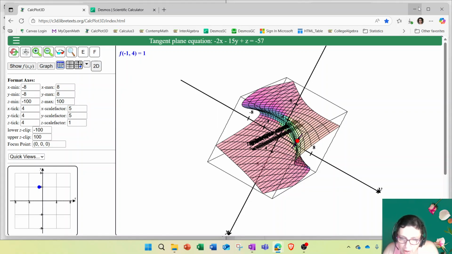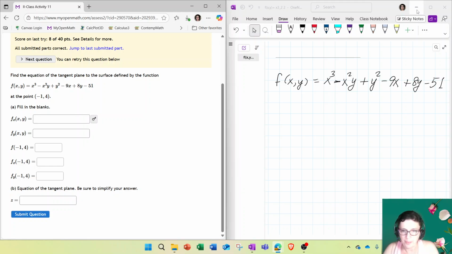I don't know, this graph is kind of hard to see, but anyway, let's go through the procedure of how to find the equation of a tangent plane. Then we can compare with what they got and see if we get the same thing.